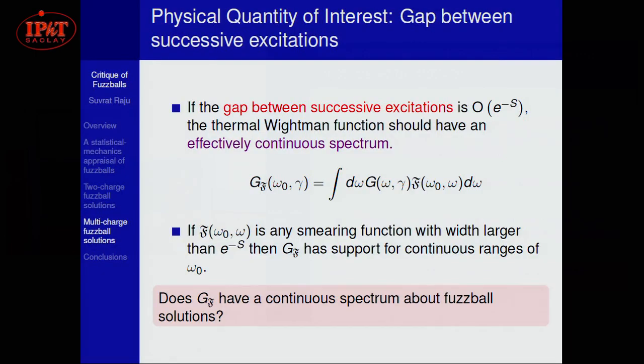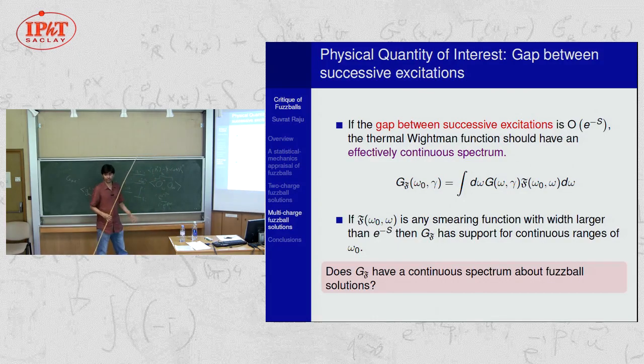The second thing I want to compute is this gap between excitations. If the gap between successive excitations is of order e to the minus S, as we discussed, then the thermal Wightman function should have an effectively continuous spectrum. More precisely, if you take this Wightman function and smear it slightly with any smearing function with a gap larger than e to the minus S, then this smeared function has support for continuous ranges of omega naught, for continuous ranges of frequency. So the question you can ask is whether the Wightman function has support for a continuous spectrum of frequencies or not. These are the two physical quantities of interest.